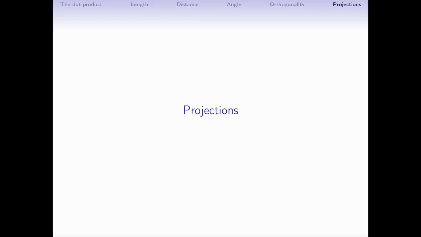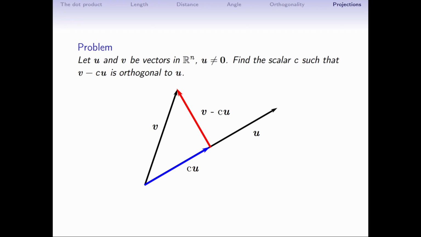Our next and last subsection is entitled Projections. And let's get into this by thinking about the following problem. So let u and v be vectors in Rn, and u is got to be something different from the 0 vector. Find the scalar c such that v minus cu is orthogonal to u.